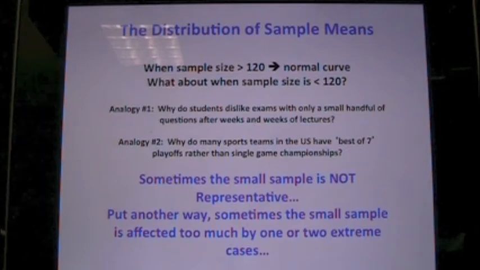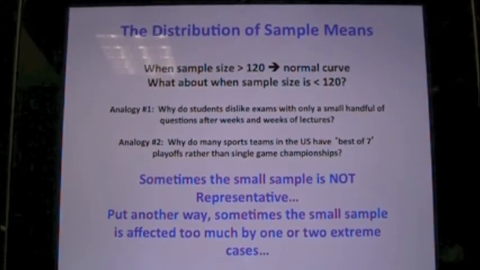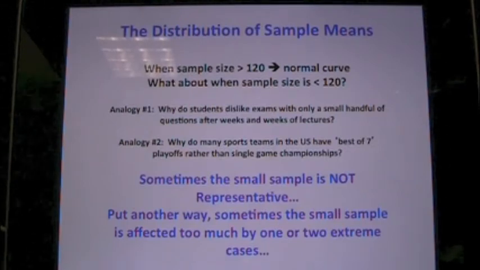Another analogy, sports teams. Outside of football, most sports teams, hockey, baseball, basketball, the professional teams have best of 7 playoffs rather than a single game championship. Why do they do that? Well, for revenue. If you have a 7-game series, you can fill up the stadium 7 times and sell 7 times the amount of beer and all those kind of commercials and all that kind of stuff. But the other issue is, it's probably more representative when they have a 7-game series.